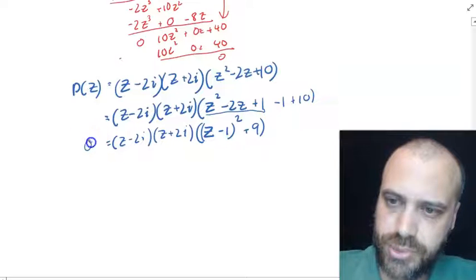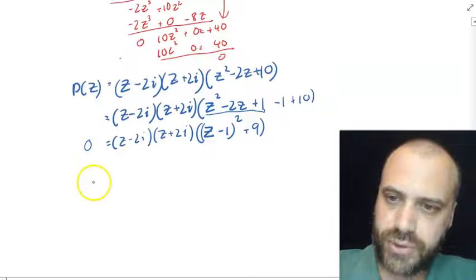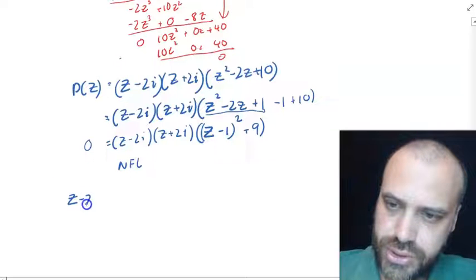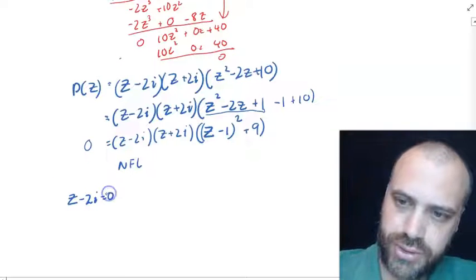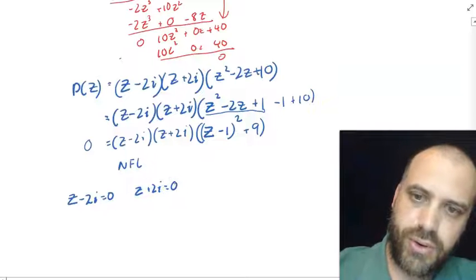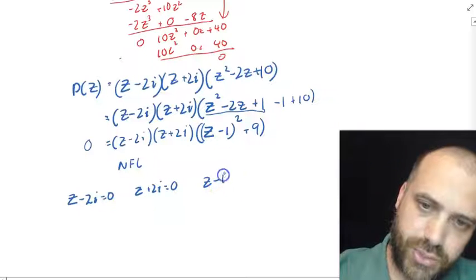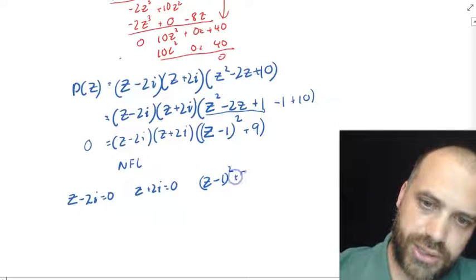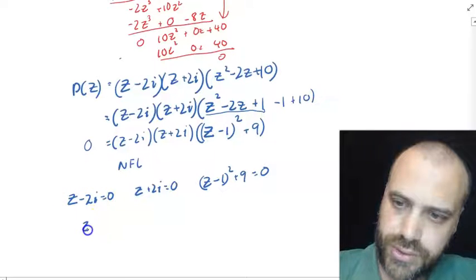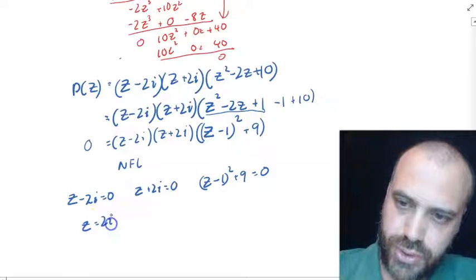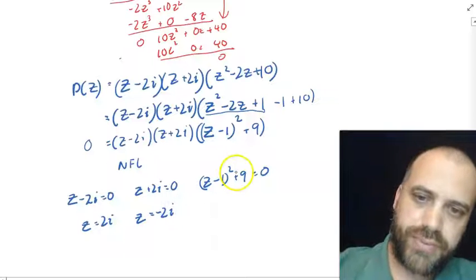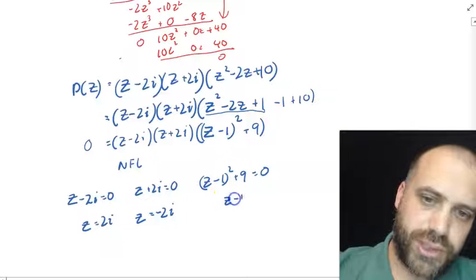Because this is supposed to be equal to 0, I've got a null factor law going on, which says that z minus 2i is equal to 0, z plus 2i is equal to 0, or z minus 1 squared plus 9 is equal to 0. Alright, so these are straightforward. z equals 2i, z equals negative 2i, and this one, pretty straightforward as well.